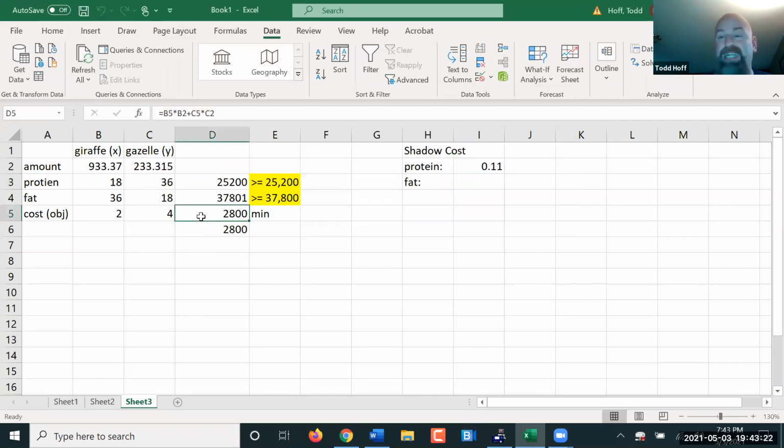Well, you notice the price is still 2,800. It did not change the price at all. So increasing the constraint for fat by 1 unit does not change the price at all. So the shadow cost of fat is $0. Increasing it by 1 unit does not change the optimal price at all. So there's 0 shadow cost of increasing the fat at that point.